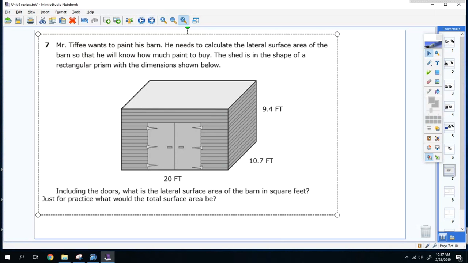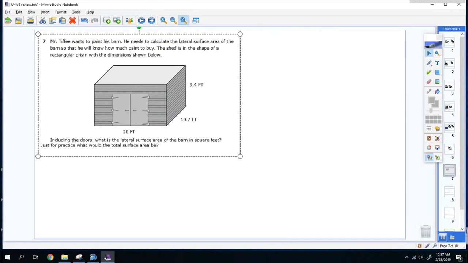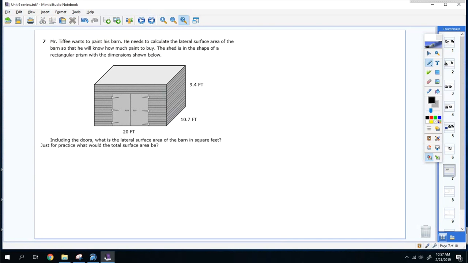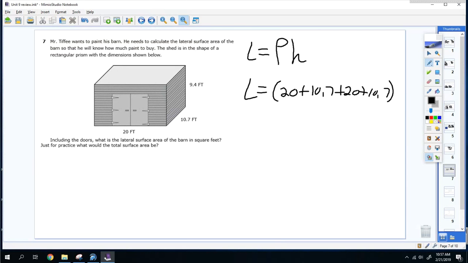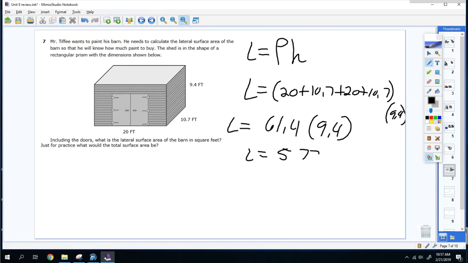I'm actually going to make this a little bit smaller so I can have some more room. So I'm going to find the lateral surface area first. So L is equal to big P times H. Big P is the perimeter of the base. So you do 20 plus 10.7 plus 20 plus 10.7 times the height of the prism, which is 9.4. So the perimeter of the base is going to be 61.4. Take that, you're going to multiply by the height of the prism. And when you do that, you get 577.16.